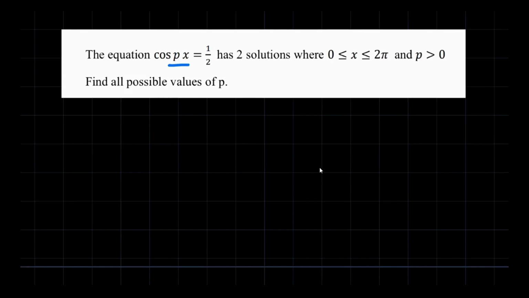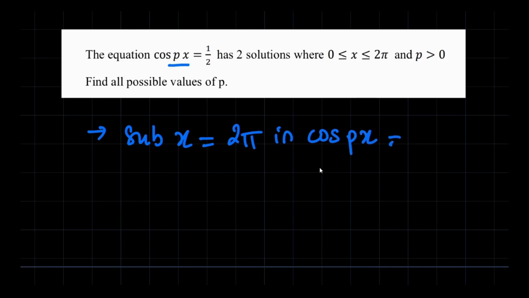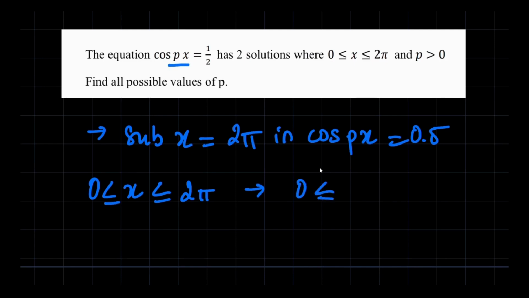Now that we have that explained, let's dive into solving the question. Let's sub x equals 2 pi into cos px equals 0.5 and solve for p. Here we would solve this equation like how we would usually solve a trigonometric equation. First, we define our domain for px. The domain for x is 0 to 2 pi, so the domain for px would be between 0 and 2 pi p.